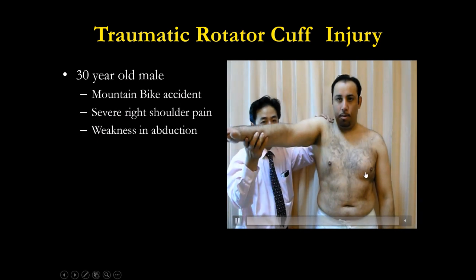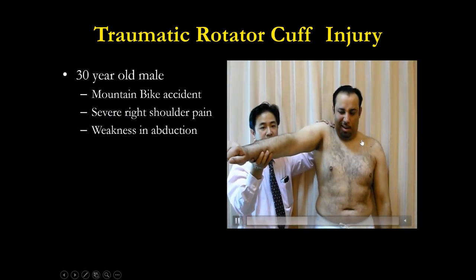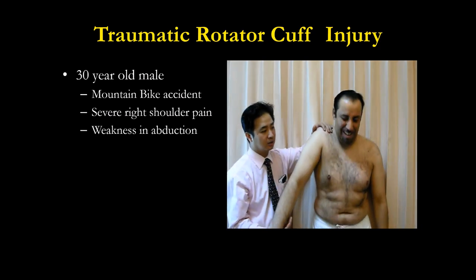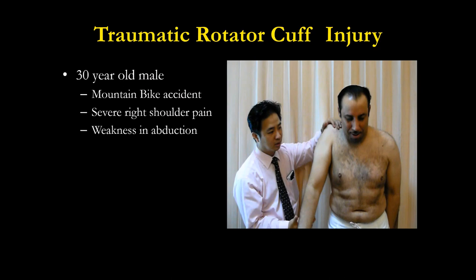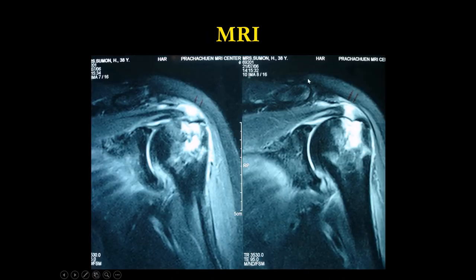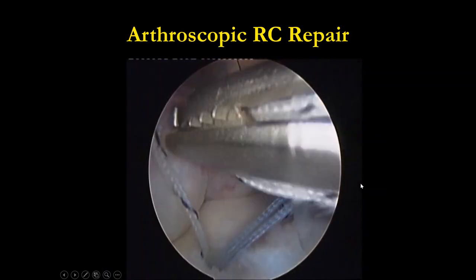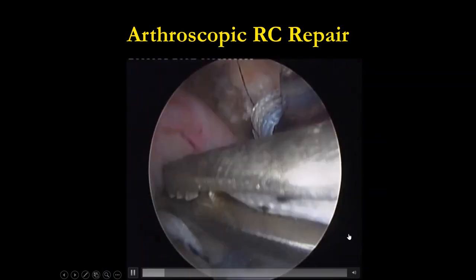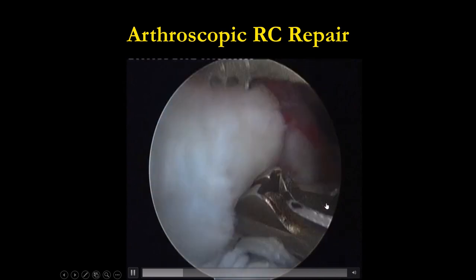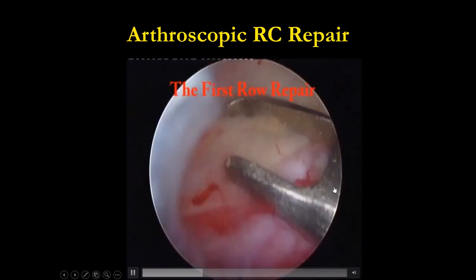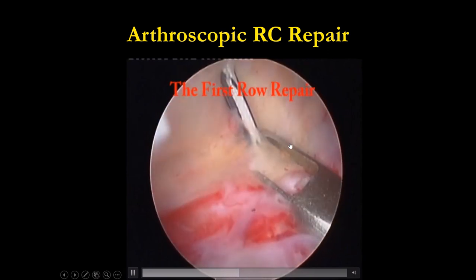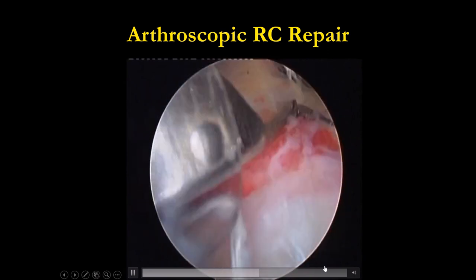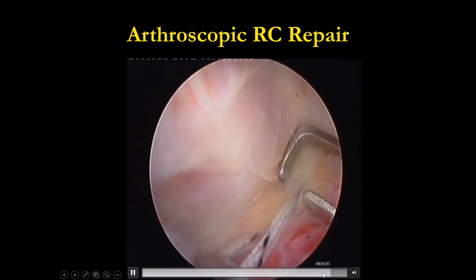Another patient, this guy had a mountain bike accident. After the accident, he cannot lift up. It's a function of the supraspinatus, right? So this patient has a supraspinatus tear. From the MRI, you found that the tendon is torn and retracted. So we need to go in and fix this supraspinatus back, using alligator graspers. You have the suture here. Take the suture retriever.